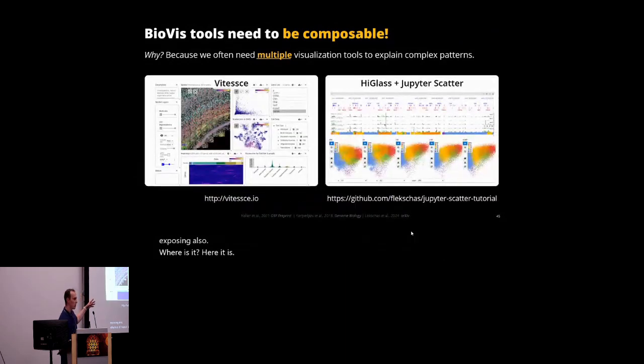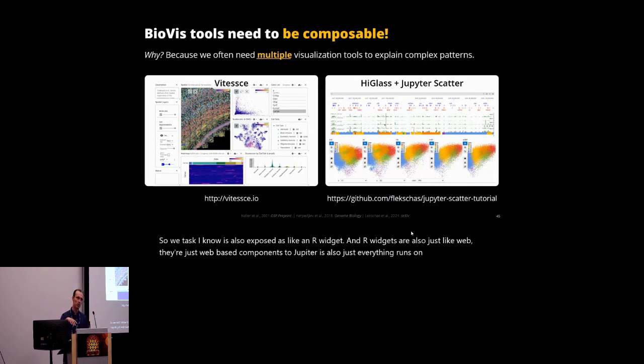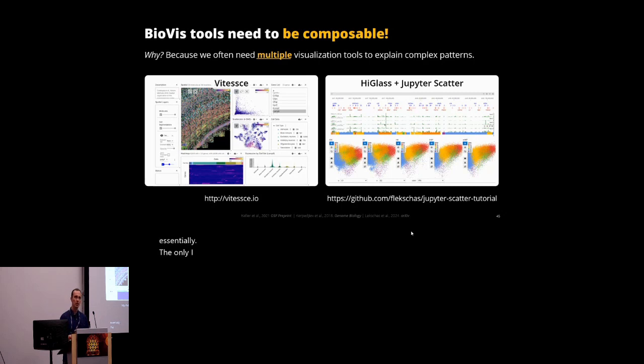So Vitessce, I know, is also exposed as an R widget. And R widgets are also just web-based components too. Jupyter is also just, everything runs on the web essentially. The only, I guess, slightly sad news is that anywidget, I don't think, directly works with R. Exactly. So we should write a pull request or a ticket for Trevor, and then it might be supported tomorrow.